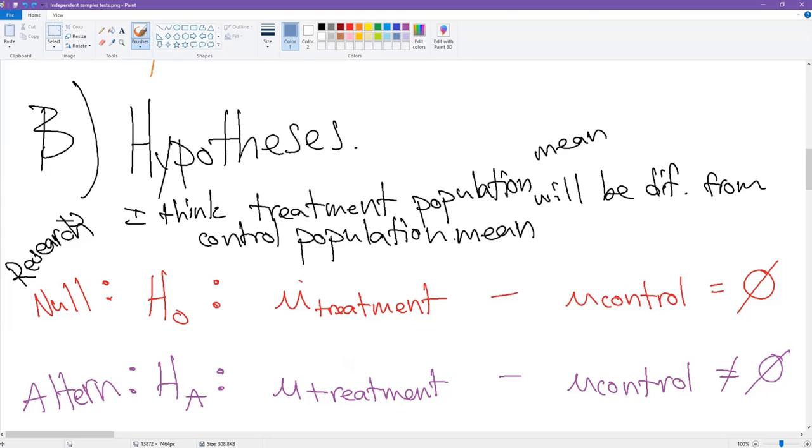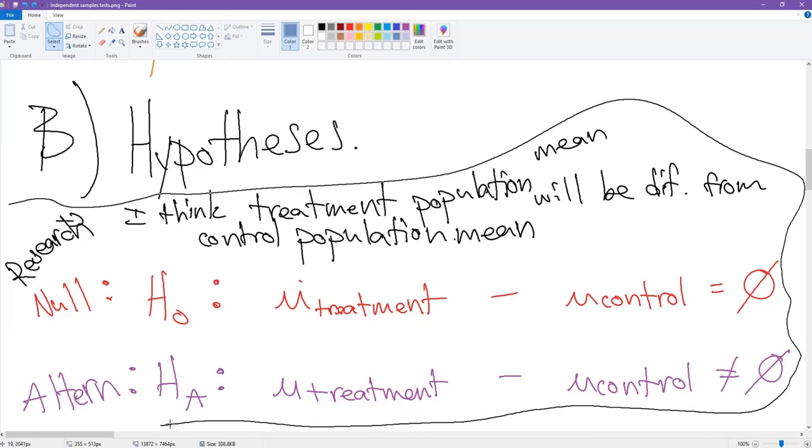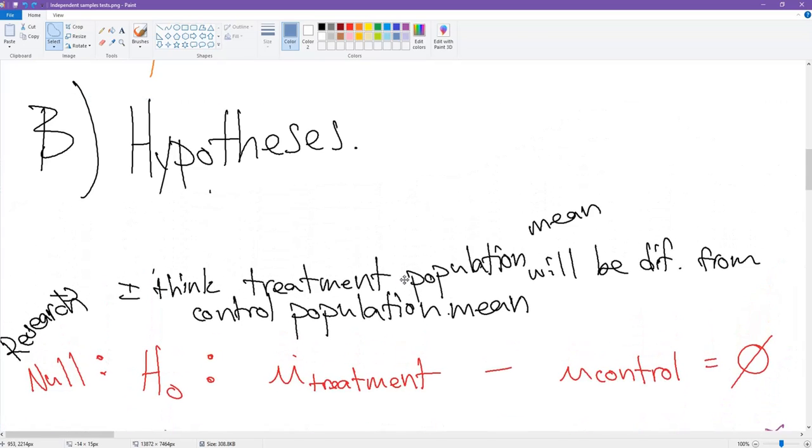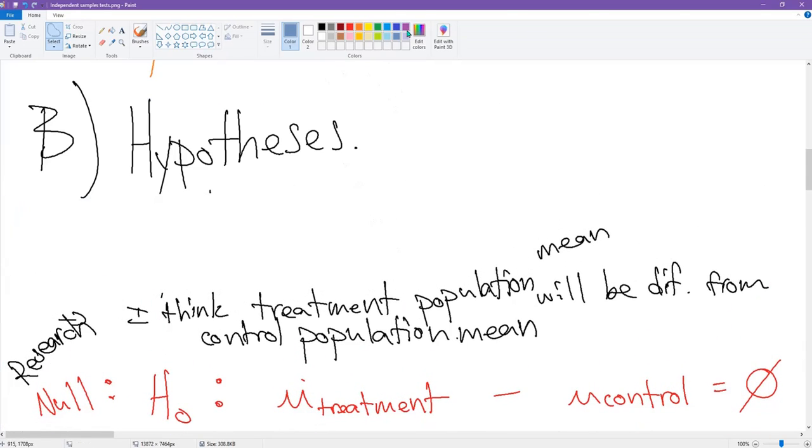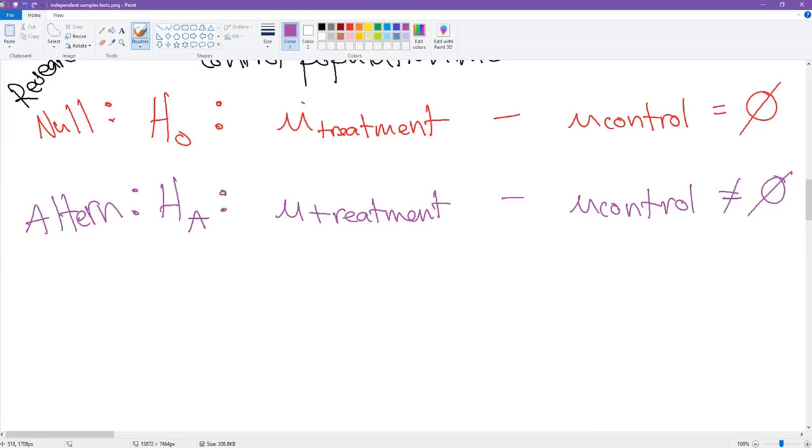This is a non-directional set of null and alternate hypotheses. So what I'm going to do is quickly move this down a bit and write the words non-directional above it, and then I'll write a directional version. So let's move this down just a tad. We're going to call this non-directional example. And I'm going to scroll down and do a directional example now.